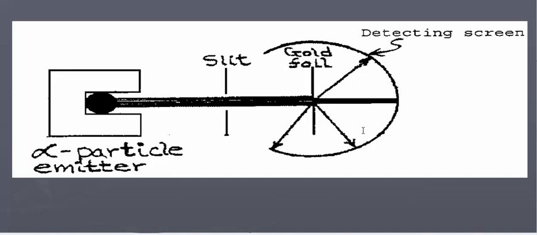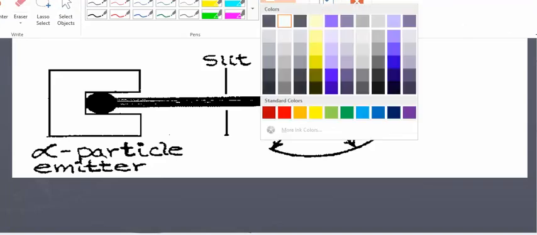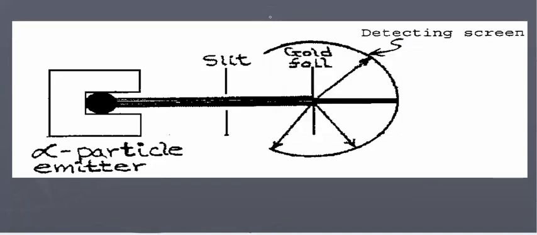And what he discovered in this experiment is that most of the particles went straight through. So most of the alpha particles went straight through the gold foil. However, some of the alpha particles were deflected, and some were deflected at rather large angles.